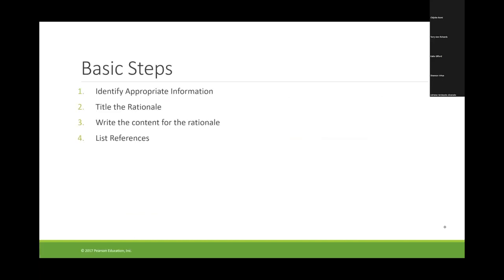As we talk just about developing a rationale, there are 4 basic steps: identifying your appropriate information, titling your rationale if you're going to keep it as a smaller document, writing the content, and making sure you have your reference list.